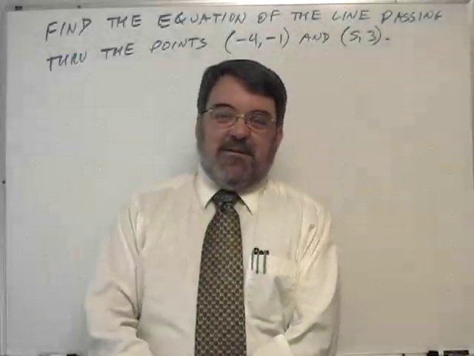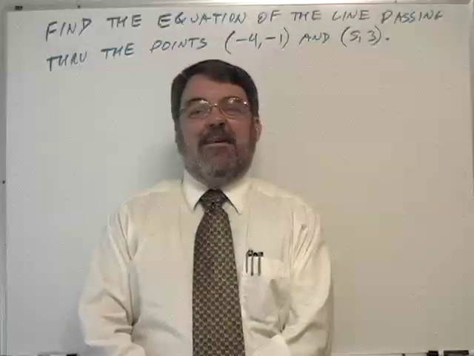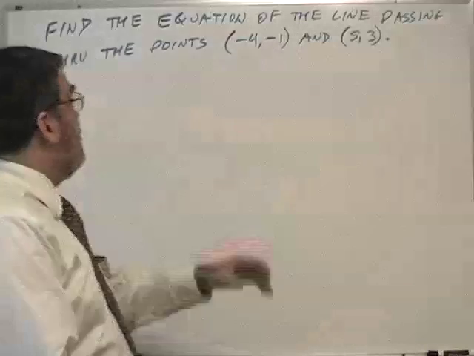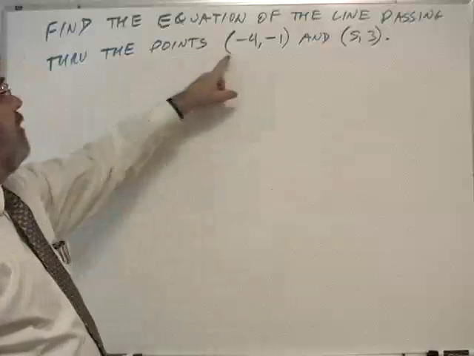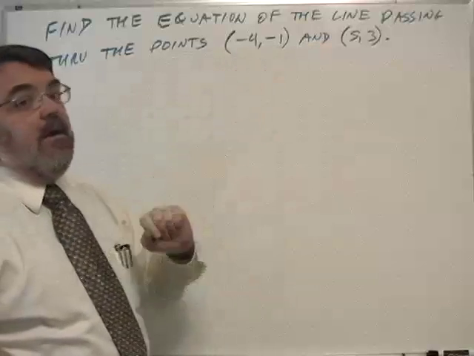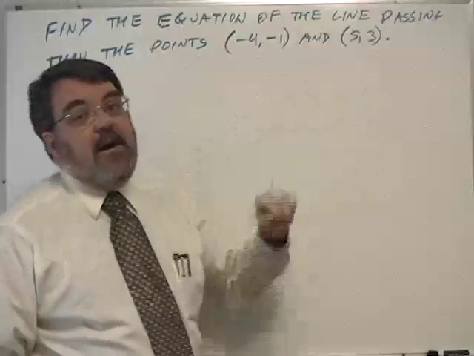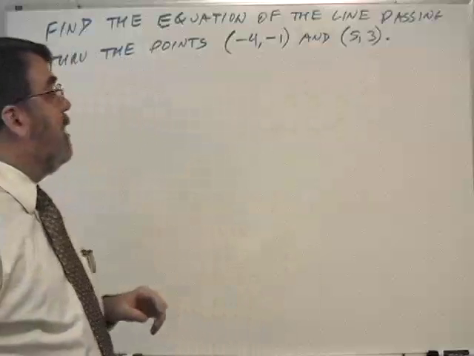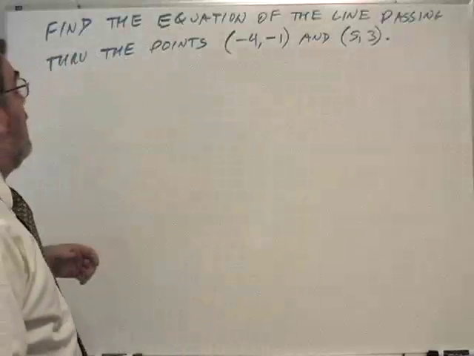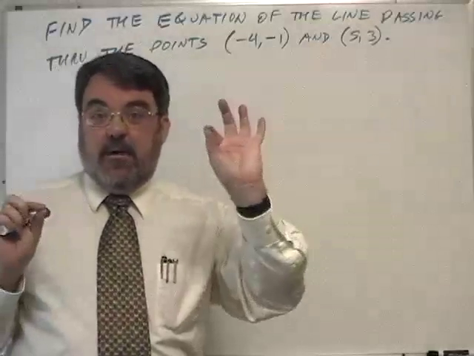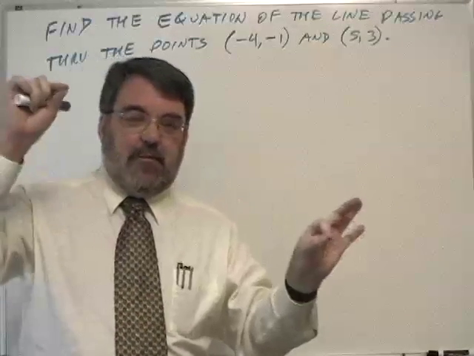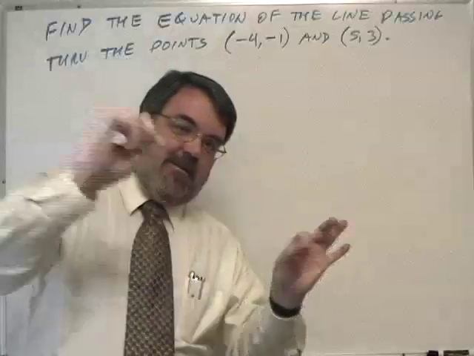Okay, now we take this a little bit further, and here's our problem. Find the equation of the line passing through the points (-4, -1) and (5, 3). So again, we have two pieces of information. In this case we have 2 points, and everybody knows that 2 points can form a line.